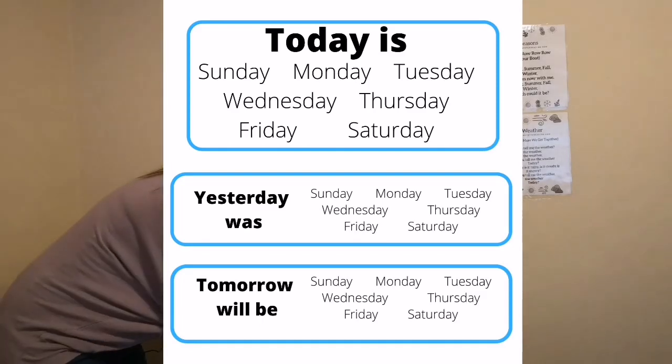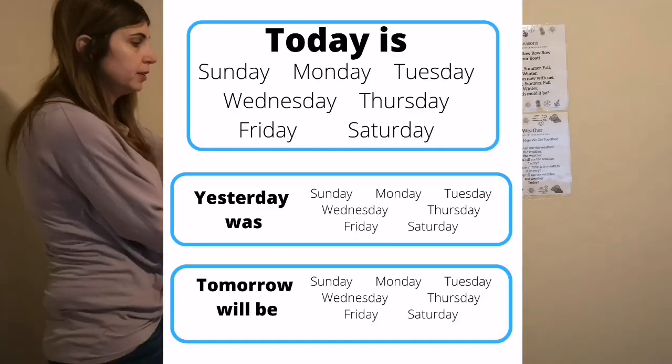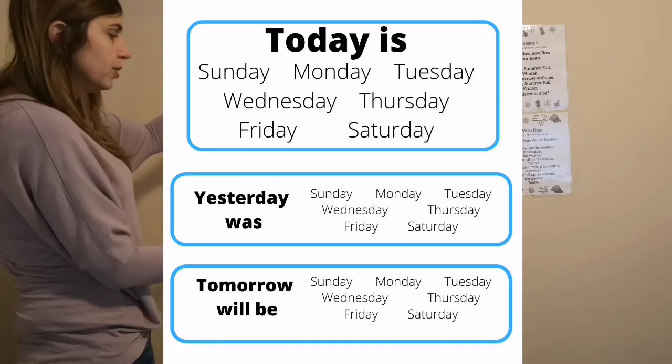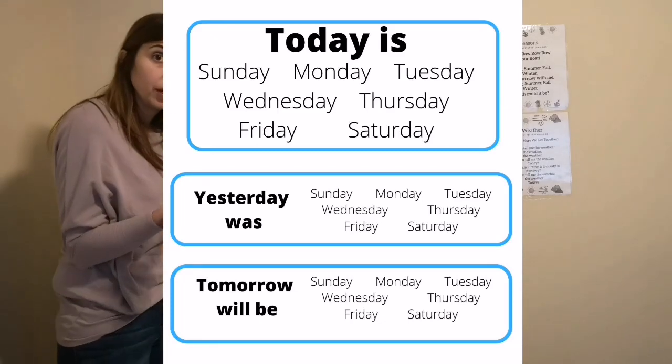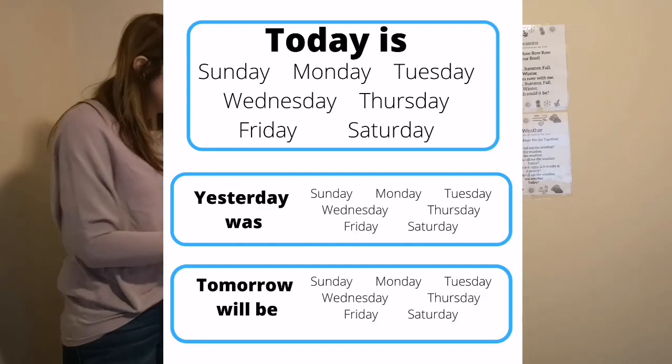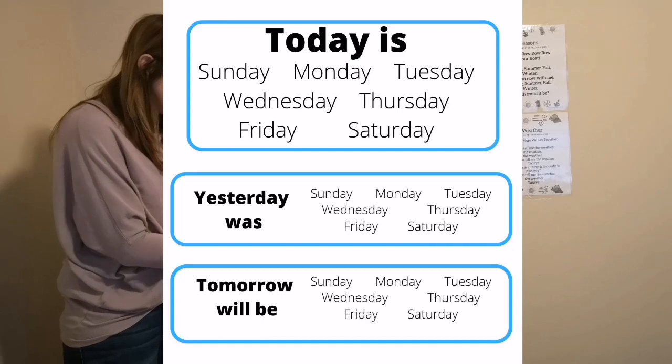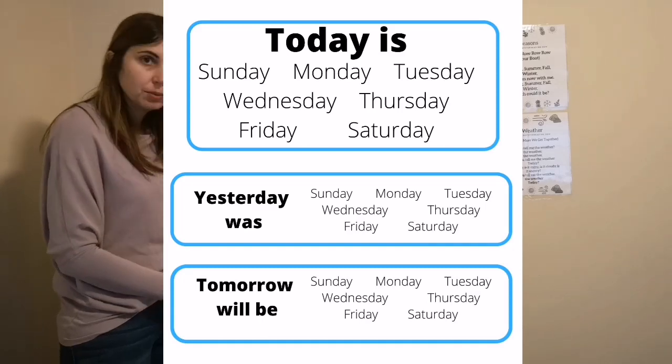So you can do your days of the week worksheet yourself, and you can circle what day it is when you're watching this video, and then figure out what day comes before, that would be yesterday, and what day comes after, which would be tomorrow.